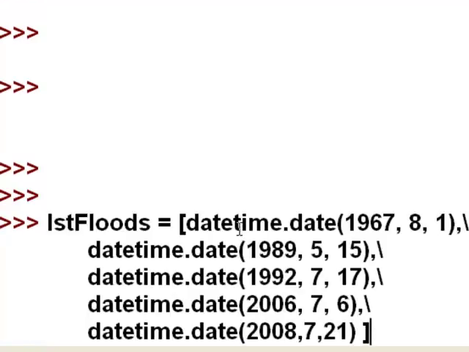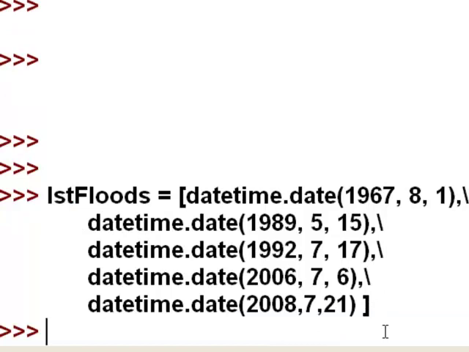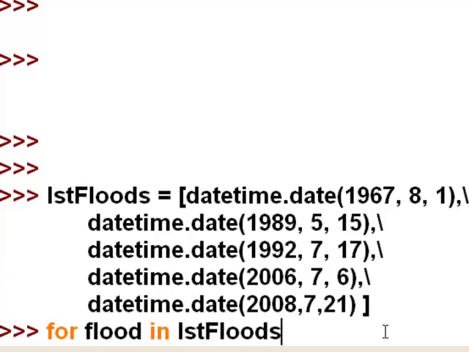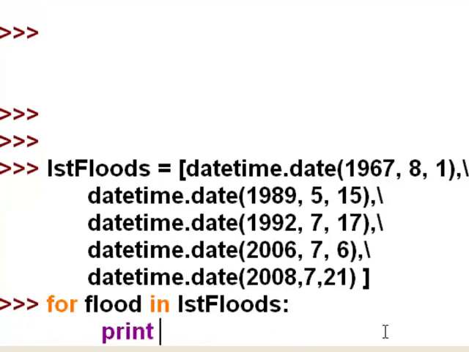Okay, the second part of your assignment is to create a list of date objects. So for example, here I make the first item on my list, and then I put a backslash as a continuation character, and then the next item on my list, and then backslash as my continuation character. So now I've got a list of floods, and then I could print these out. So for flood in my list of floods, print flood.